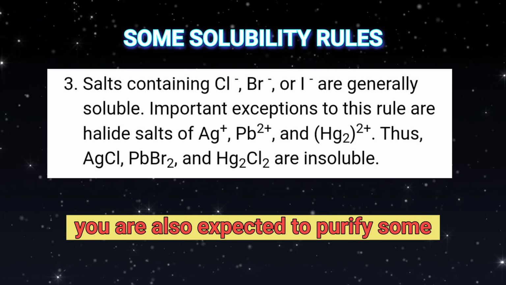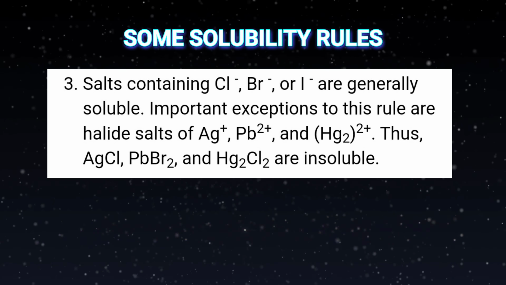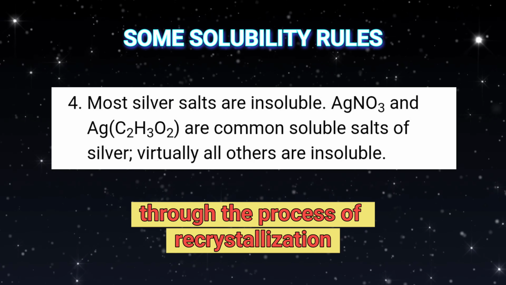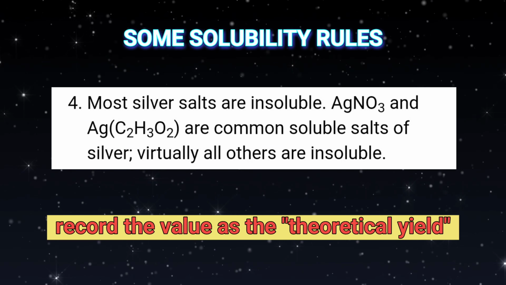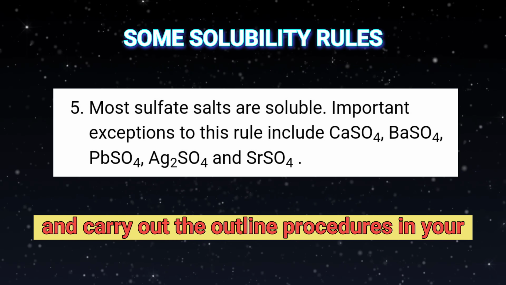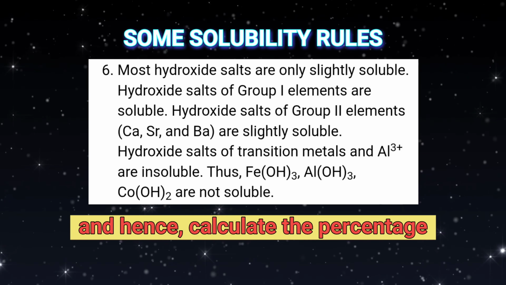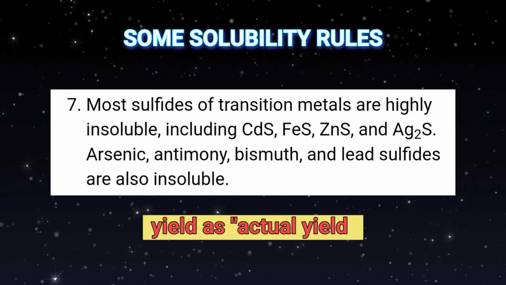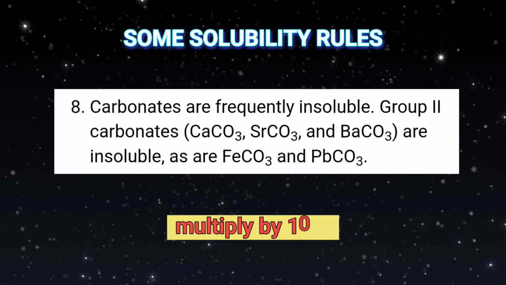You are also expected to purify some tablets of aspirin using ethanol as solvent through the process of recrystallization. Weigh the given aspirin tablets, record the value as the theoretical yield, and carry out the outlined procedures in your laboratory manual to obtain the actual yield, and hence calculate the percentage yield as actual yield divided by theoretical yield multiplied by 100.